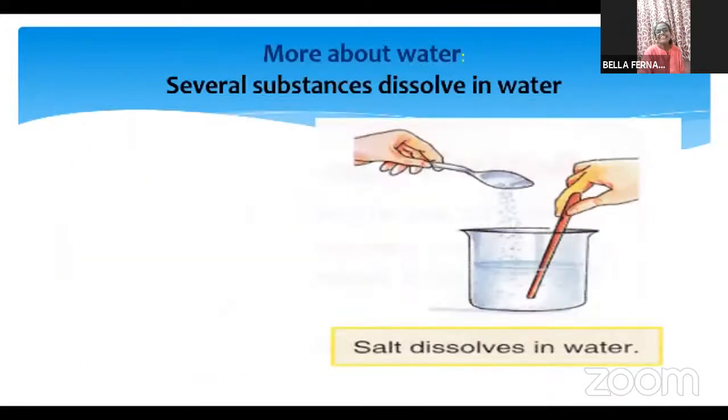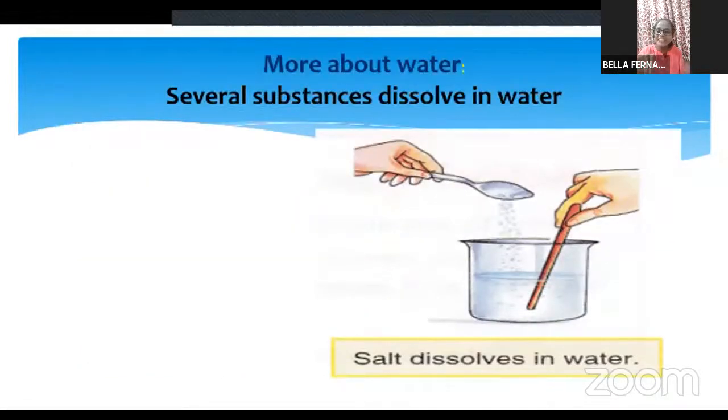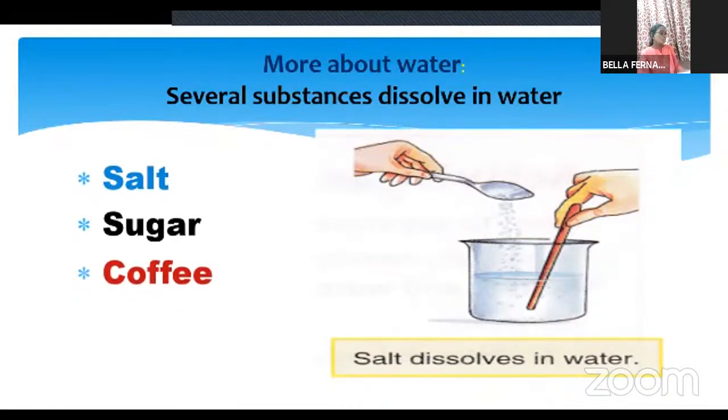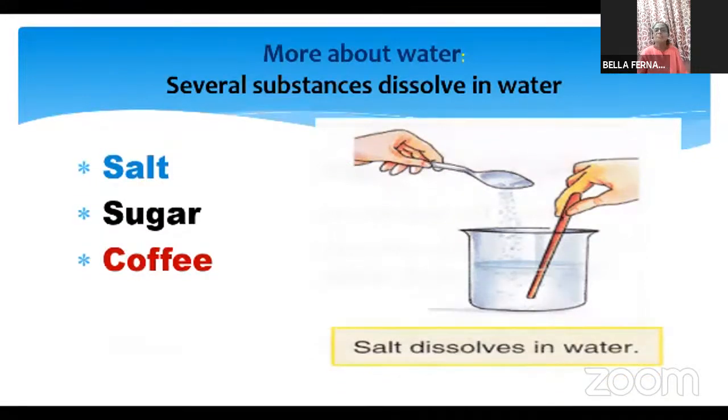Substances that dissolve in water. Now, a few substances are there, children, which dissolve in water. The first thing is salt, second sugar, third coffee, and baking powder, and so on. So these are the substances which dissolve in water. Yes, children? Alum also, alum means fitkari, okay?